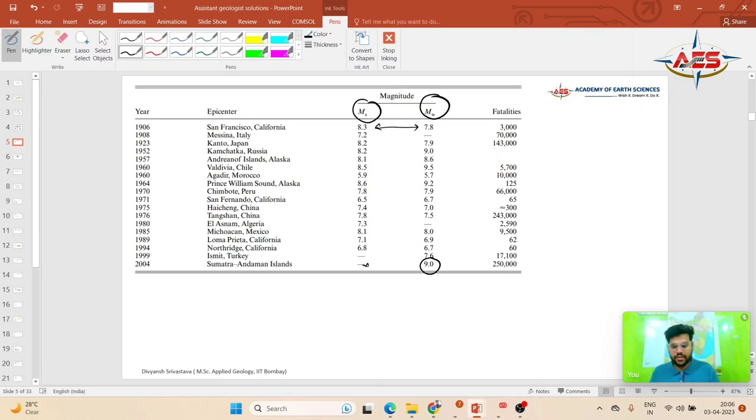Okay, this is the recent one, the Sumatran one, which occurred in the Indian Ocean. So they haven't calculated that, so only Mw is there. So you can see the values of Ms and Mw differ. Apart from this, there are also others, like the P wave magnitude and the duration magnitude. You can see it later in some good geophysics book, like William Lowrie has mentioned these things.